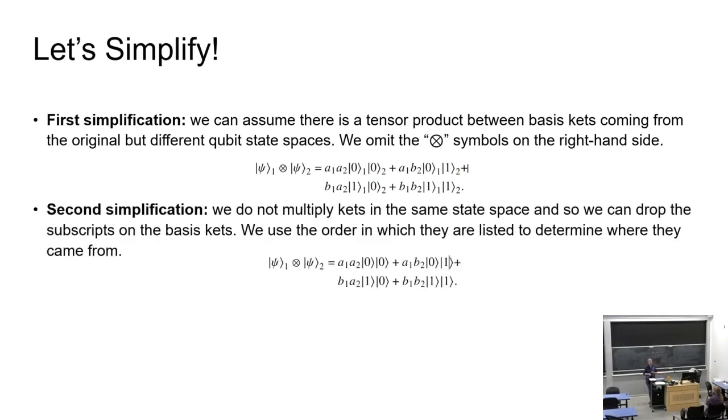The second simplification is that we don't multiply kets in the same state space, and so we can just drop the little subscripts 1 and 2 on the basis kets. We just use the order in which they appear as our knowledge of which one they came from. So this one's 1, this one's 2, this one's 1, this one's 2, 1, 2, 1, 2. So that's the second simplification.